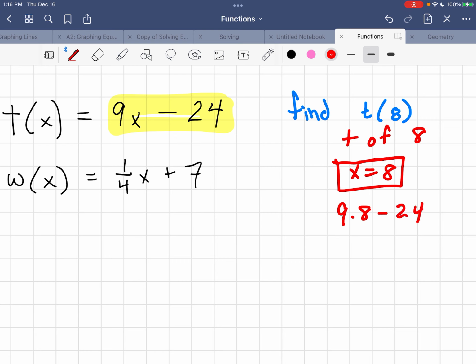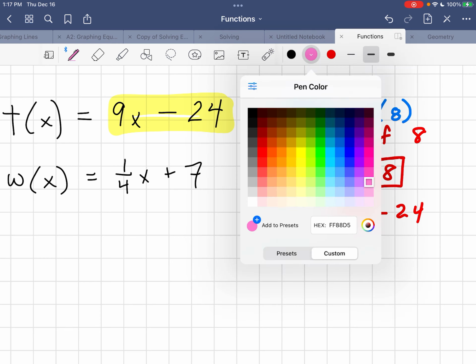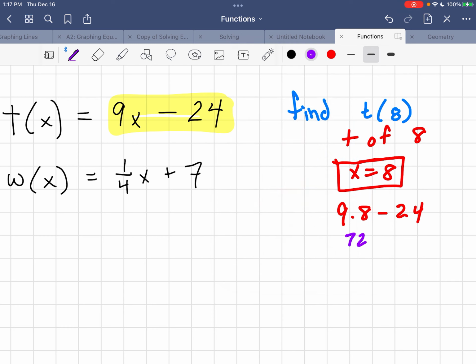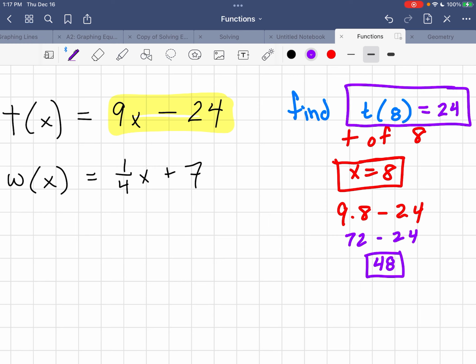Now, granted, this function in and of itself is not that complicated. We could have multiple x's. There could be some fractions, some exponents, whatever the case may be. Here, it's 9x minus 24, and instead of x, we put an 8. Order of operations tells me to multiply first to get 72 minus 24, and we get 48, and that is the answer for t of 8. So the output for an input of 8 in function t is 48.